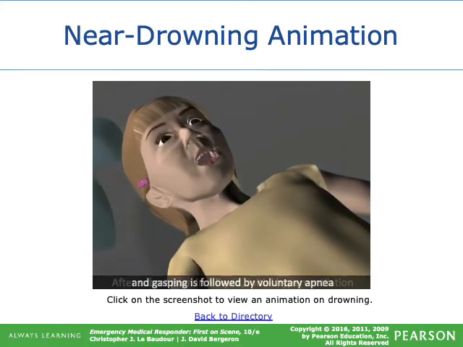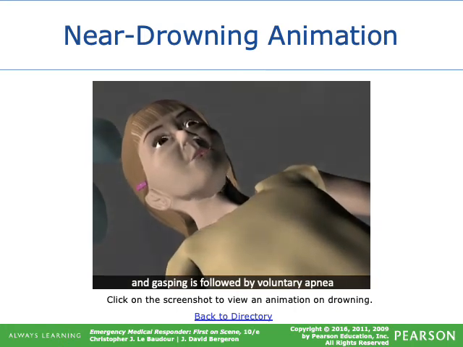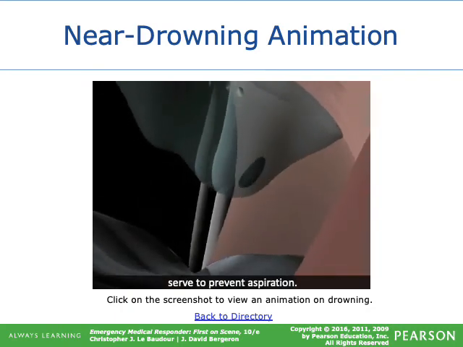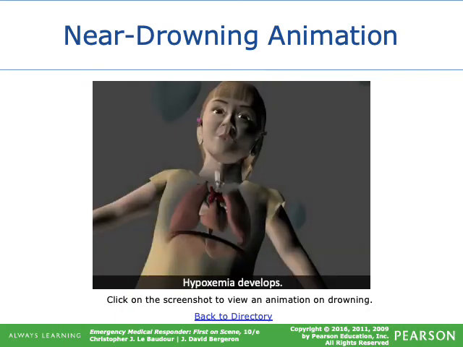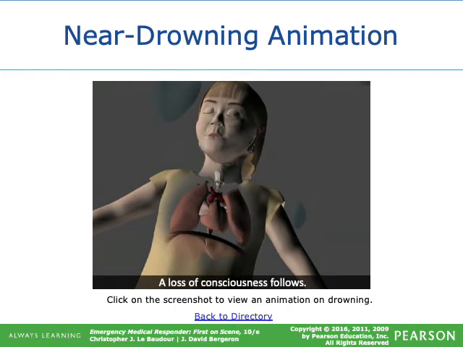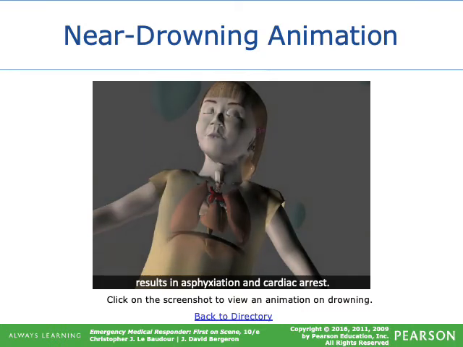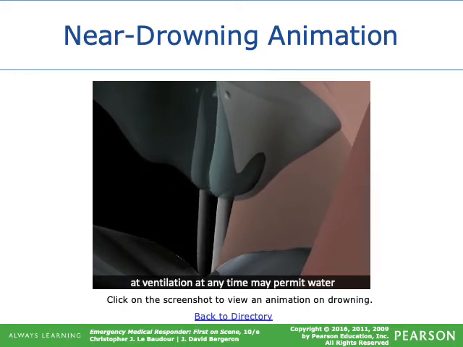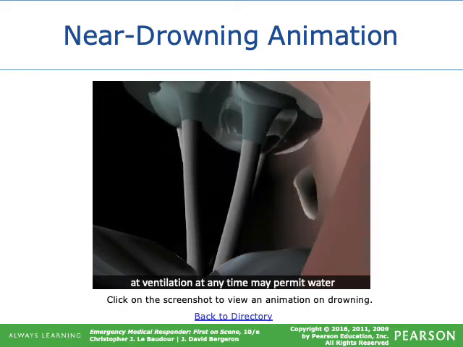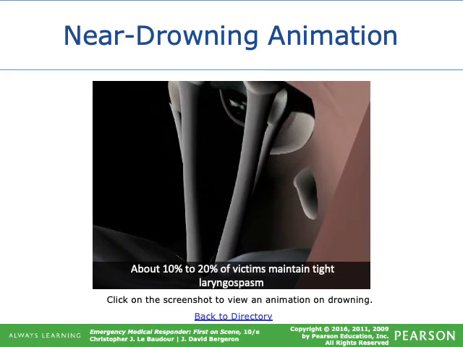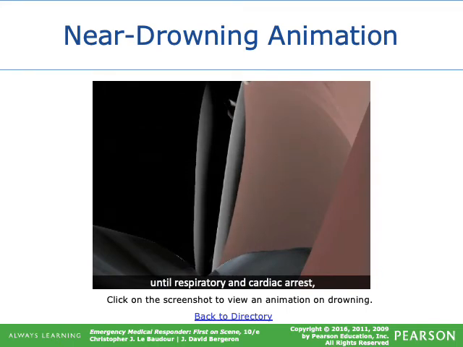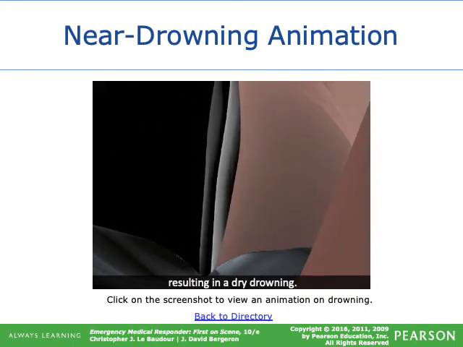Initial hyperventilation and gasping is followed by voluntary apnea and a variable degree of laryngospasm, which serve to prevent aspiration. Hypoxemia develops, a loss of consciousness follows, and developing acidosis eventually results in asphyxiation and cardiac arrest. Cessation of laryngospasm and attempts at ventilation at any time may permit water to enter the lungs. About 10 to 20% of victims maintain tight laryngospasm until respiratory and cardiac arrest, resulting in a dry drowning.